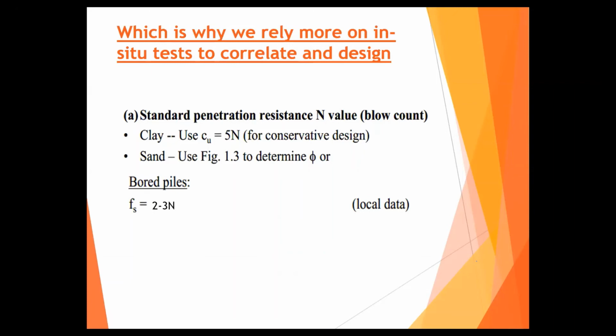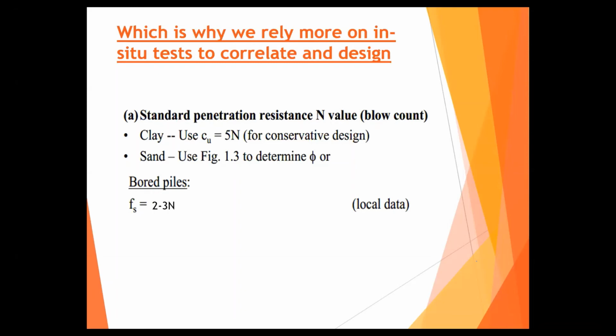This is why we actually rely more on in-situ tests, because we do not have so many lab tests, right? In order for you to do your alpha method, for example, you need to have many UU tests. You have to have many samples. That's the reason why we use in-situ tests like SPT, which is very easily conducted, very cheap and very fast. I believe everyone should know what SPT is.